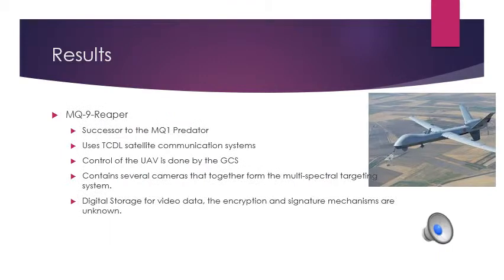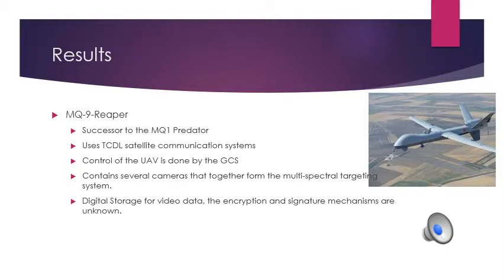The next drone that they applied their scheme to was the MQ-9 Reaper. This is a remotely controlled UAV. It is a successor to the MQ-1 Predator. It uses the TCDL satellite communication system as well as the direct LOS C-band communication. The control of this drone, or UAV, is done by GCS.